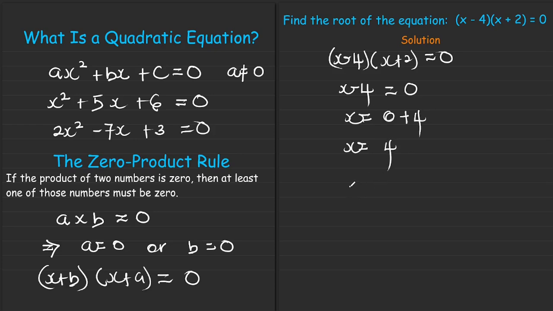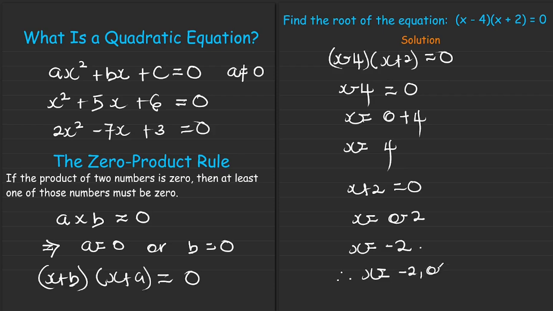For the second one, we have x plus 2 equals 0. Making x the subject, we have x equals 0 minus 2, which gives us negative 2. So this simply implies that the values of x that make this equation 0 are what?